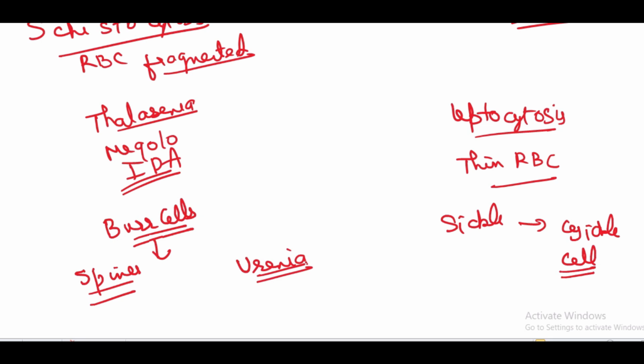So by examining the shape, size and staining characteristics of RBCs in the peripheral blood smear, healthcare providers can gain insight into the type and cause of the anemia. This morphological analysis is complemented by other tests like complete blood count, reticulocyte count and specific biochemical assays to form an accurate diagnosis.